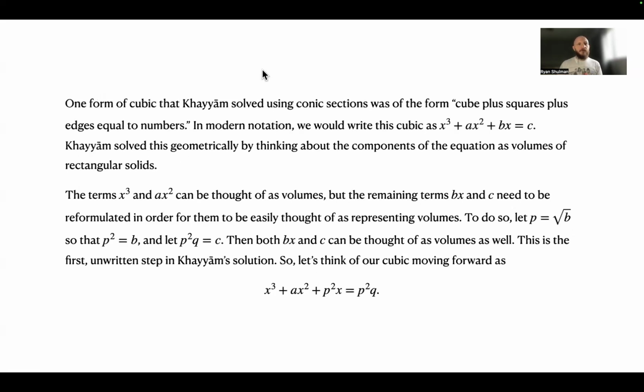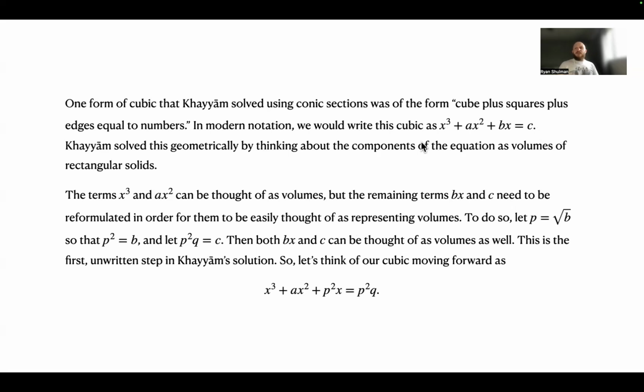So one of the forms of the cubics that Khayyam solved with the use of conic sections was this type of cubic, which he stated in this way: cube plus squares plus edges equal to numbers. And in modern notation, we would read that in this way: x cubed plus ax squared plus bx equals c. And he had a really ingenious geometrical solution.